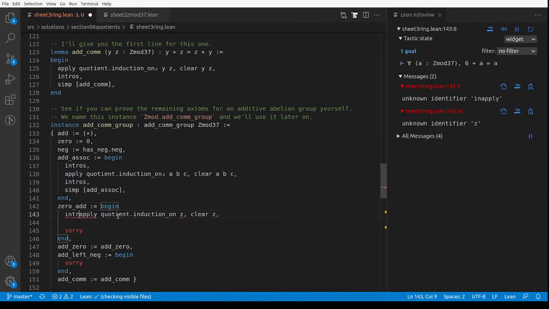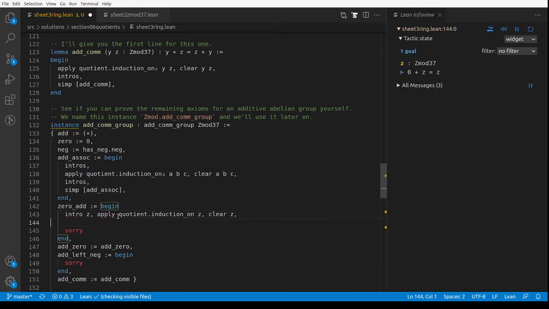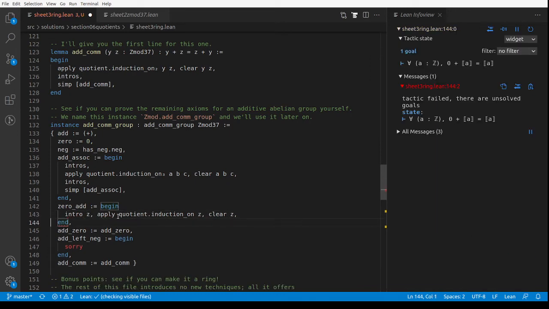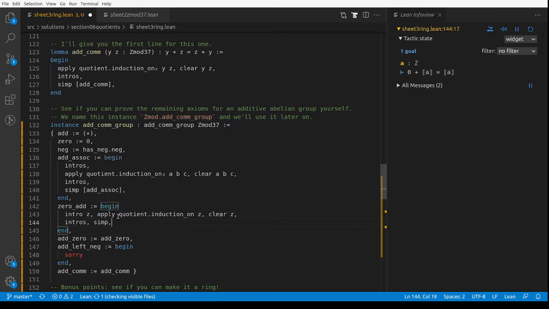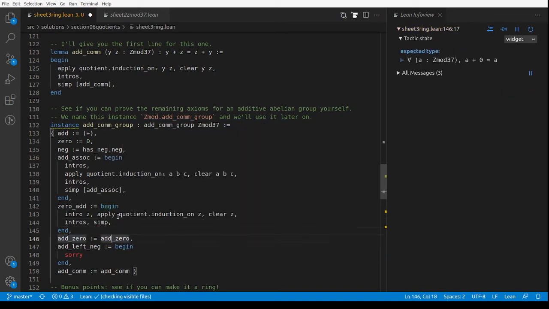So it's probably intro z there, and then let's try intros, simp. That does it. There we go. Add_zero we've done already. That proof there means the proof of add_zero for Z mod 37 is just the add_zero. Those two add_zeros are completely different. That's the name of the axiom. That's the name of the theorem we proved, right?